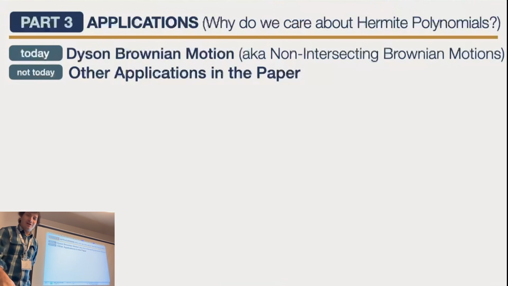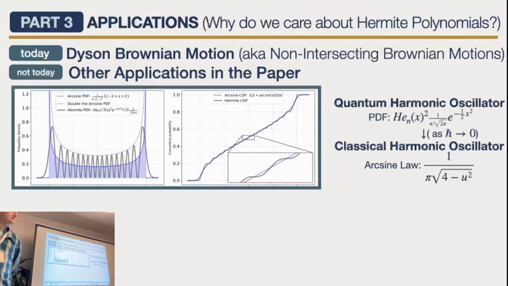So not today, here are some other applications in the paper. One is the quantum harmonic oscillator converges to the classical harmonic oscillator. When I first saw the Hermite polynomials, I was in like a 3rd year quantum physics class, and the Hermite polynomials appear in the location of a quantum particle with the nth lowest possible energy. And if you take the limit as h bar goes to 0, so if Planck constant gets really small, then quantum physics converges to classical physics, and you have convergence of the Hermite polynomials to the arc-sine law.